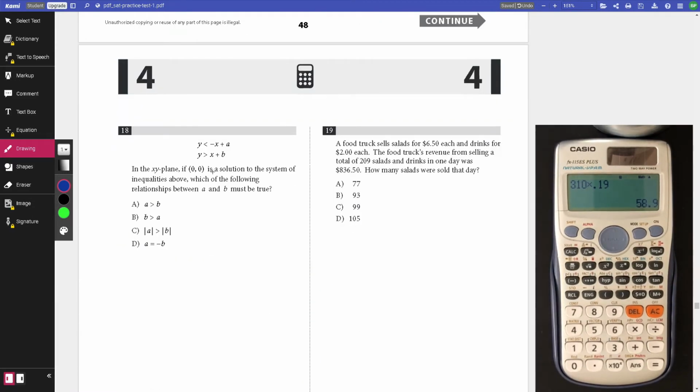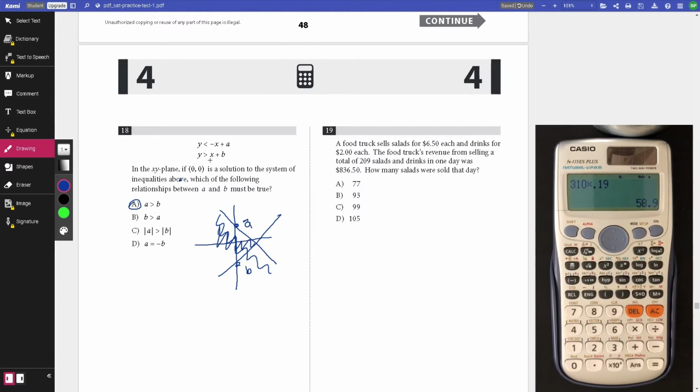Number 18. In the xy plane, if (0, 0) is a solution, which of the following relationships must be true? So we have y is less than negative x plus a. So it's like this. The origin is the solution, and then we have x plus b, it's like this, and it's greater than. So this is a, and this is b. So that's a is greater than b.